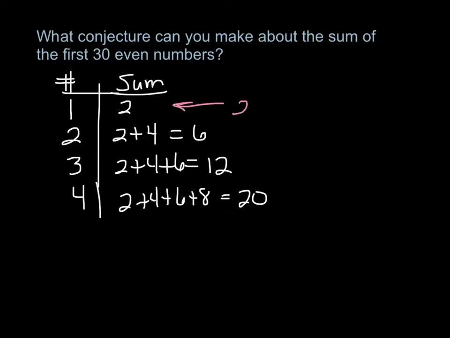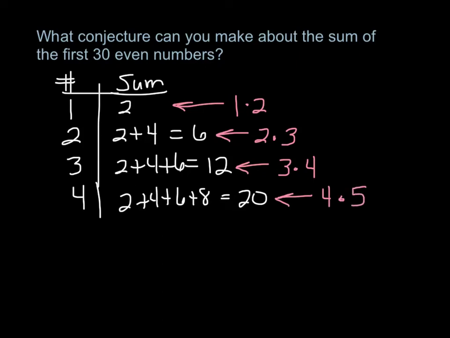How do you get 2? 2 times 1, or we can say 1 times 2. How do we get 6? We can get 6 by taking 2 times 3. How do we get 12? Well, we can take 3 times 4. How do we get 20? We could take 4 times 5. So I want you to pause the video and see if you can see a pattern now. You'll notice that each sum is the product of the number of terms and the number plus 1.